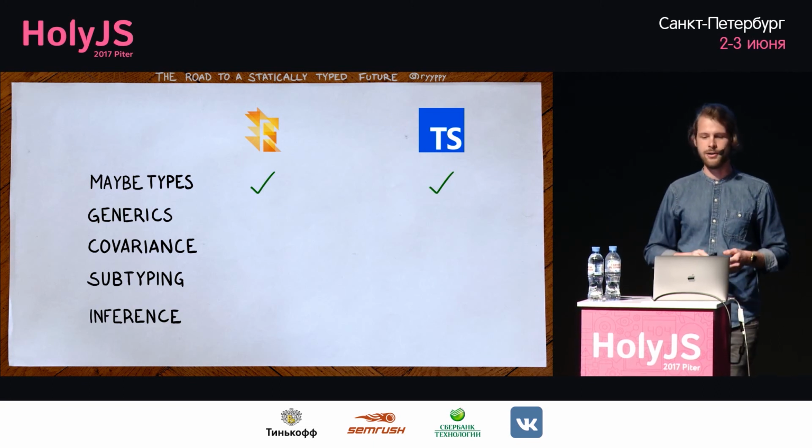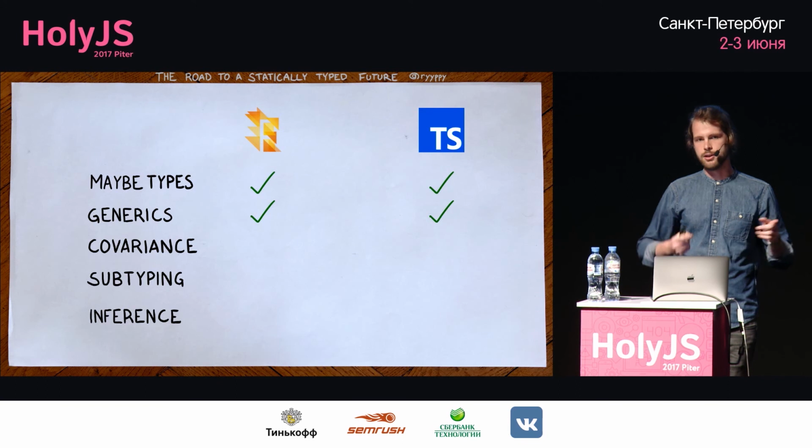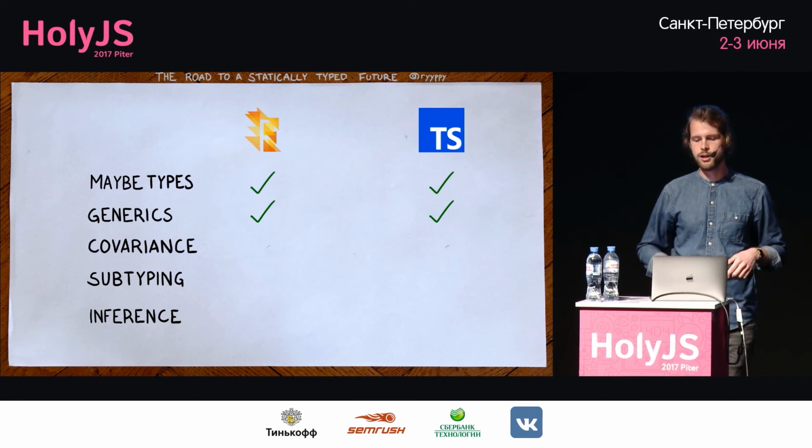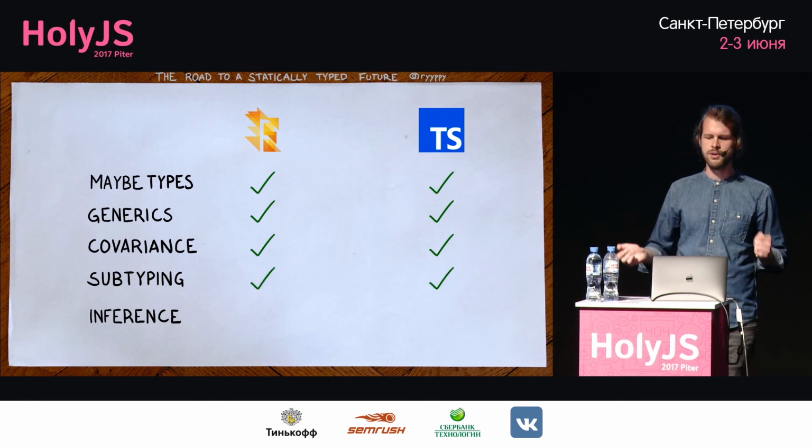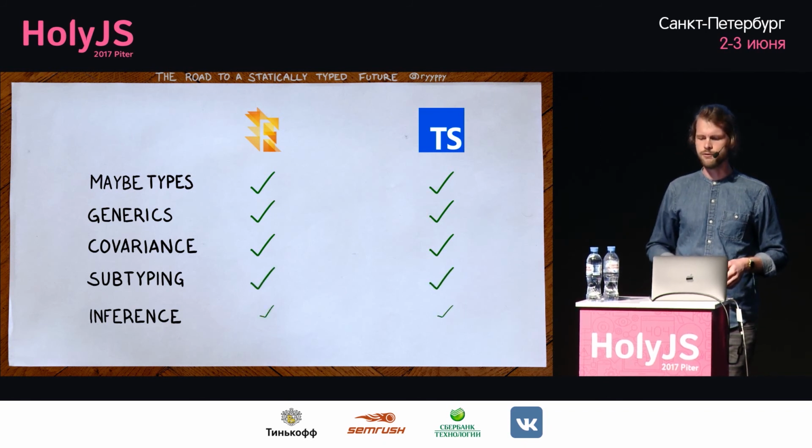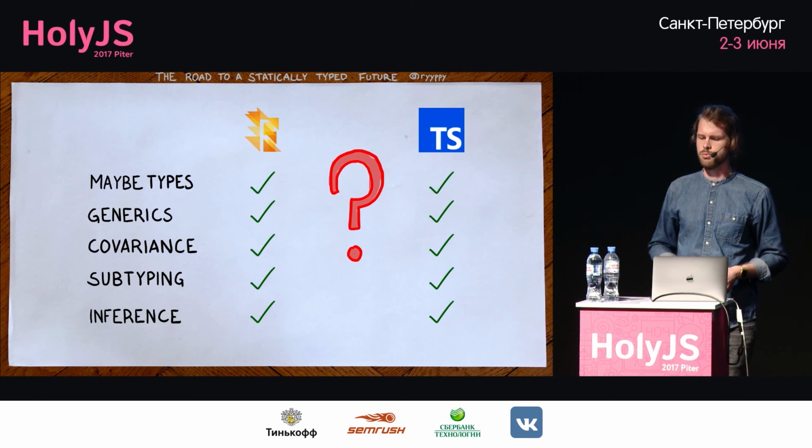Okay, generics. Sure, yeah, we have that as well. These are the angle brackets like we know them from Java. Covariance with classes and whatsoever. Yeah, sure, we have the subtyping. Yeah, clearly we have that. And inference for types in local scope.